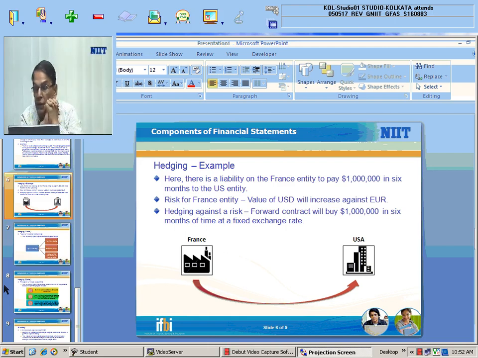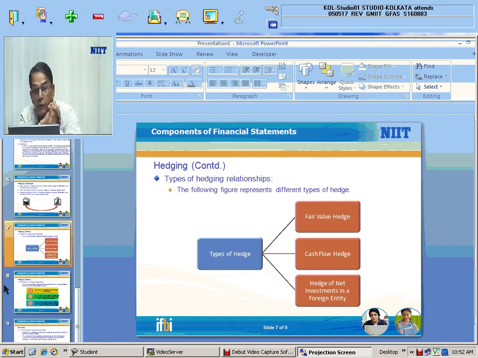Now there are different types of hedging relationship. Types of hedge we will talk about: fair value hedge, cash flow hedge, and hedge of net investments in a foreign entity. So a fair value hedge is a hedge of the exposure to changes in fair value of a recognized asset or liability or an unrecognized firm commitment that is attributable to a particular risk and that could affect profit or loss. Example, a hedge of the exposure to changes in the fair value of a fixed interest rate loan due to changes in the market interest rate, or a hedge of the exposure to changes in the fair value of inventories.